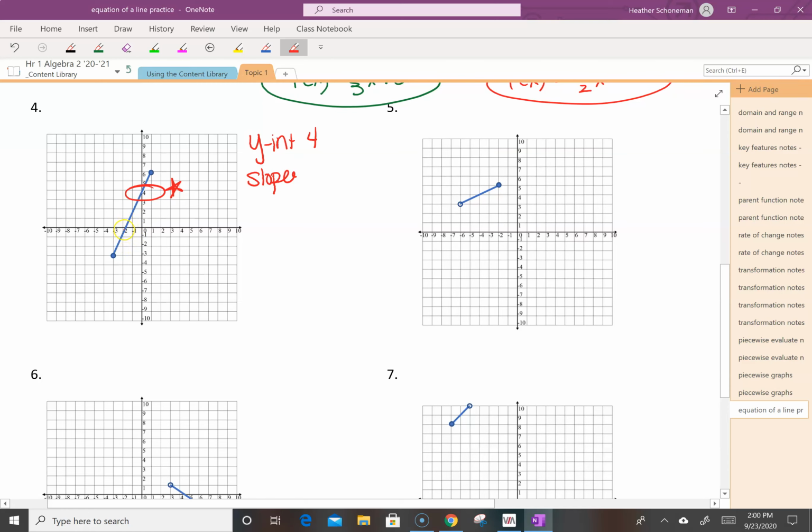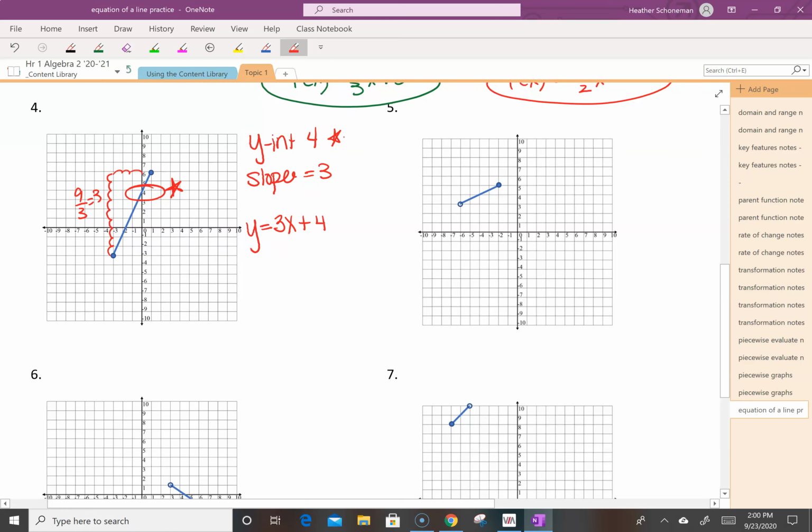This is not perfect, but if we're not sure, we can always count it out. I'm going to go 1, 2, 3, 4, 5, 6, 7, 8, 9, and over 1, 2, 3. So it's 9 over 3, which is just 3. So my slope is 3. When I write my equation, y equals mx plus b, it's y equals 3x plus 4, because I know that y-intercept. I do not have to work harder.